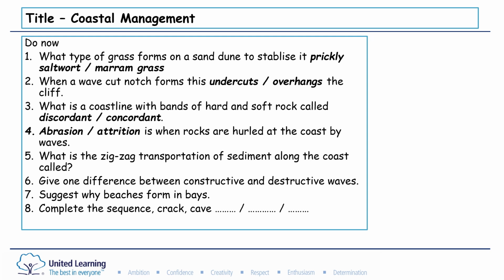Question 1, the answer is marram grass. Number 2, this undercuts. Number 3 is discordant. Number 4 is abrasion. Number 5 is longshore drift. Number 6, you could say constructive waves have a stronger swash. You could say destructive waves have a stronger backwash. Beaches form in bays because the area is sheltered from the wind, and the sequence should be crack, cave, arch, stack, and stump.